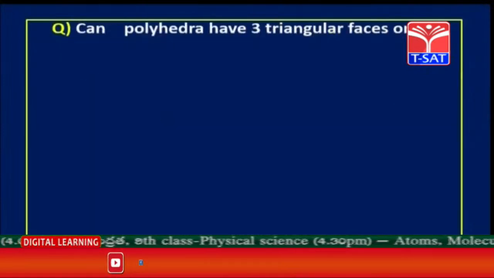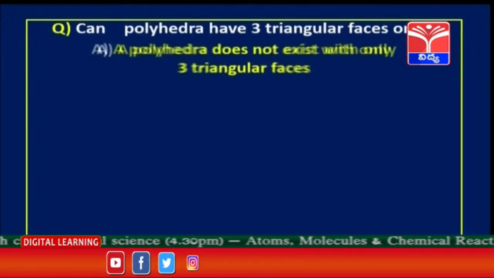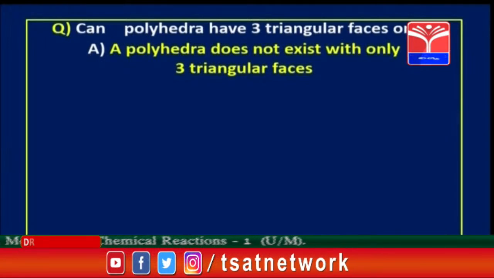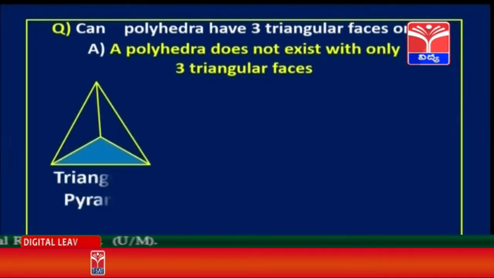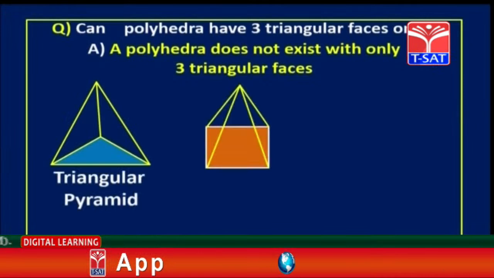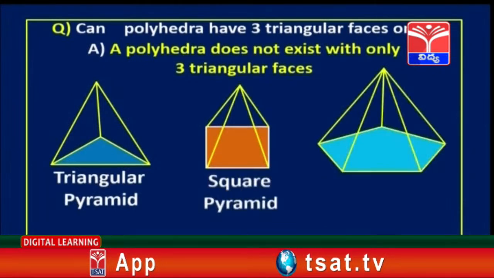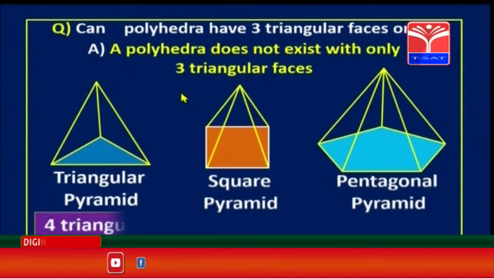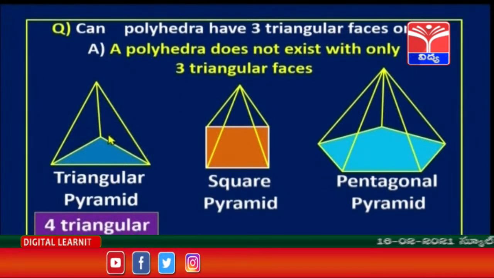Can a polyhedron have 3 triangular faces only? What is the answer, children? A polyhedron does not exist with only 3 triangular faces. Why, children? Let us understand. I am taking first a triangular pyramid, second a square pyramid, third a pentagonal pyramid. See, children, the minimum number of triangular faces needed is 4 for getting a triangular pyramid.